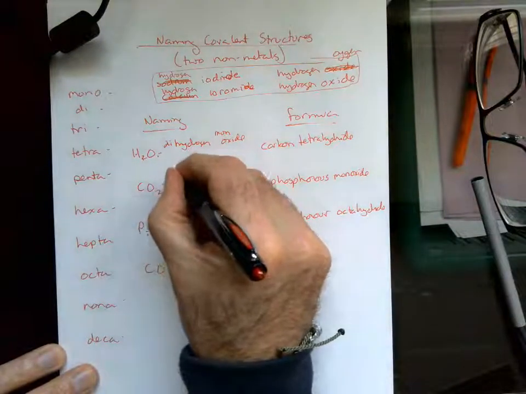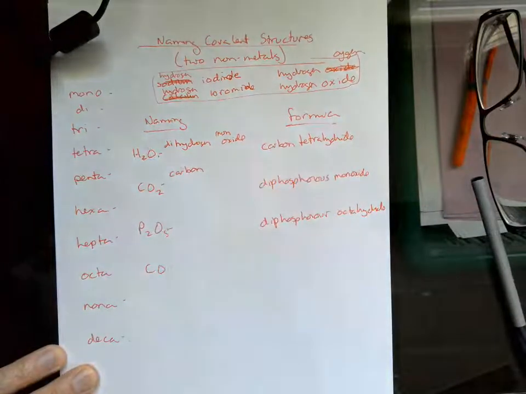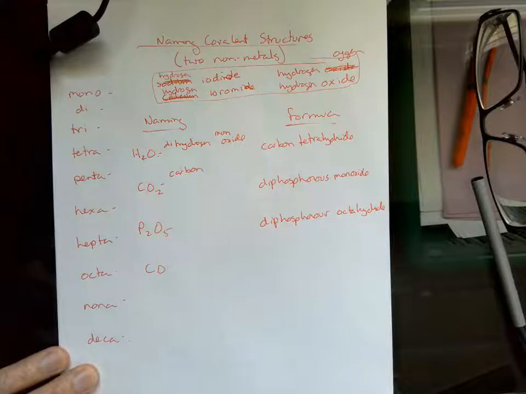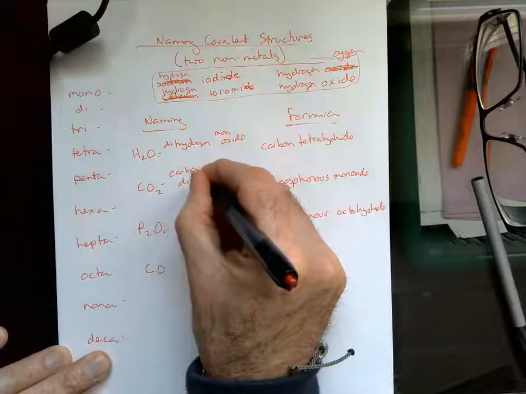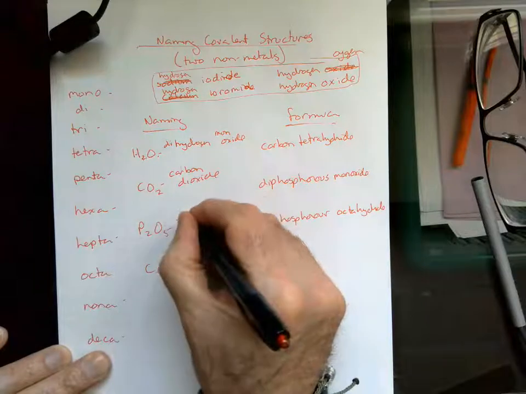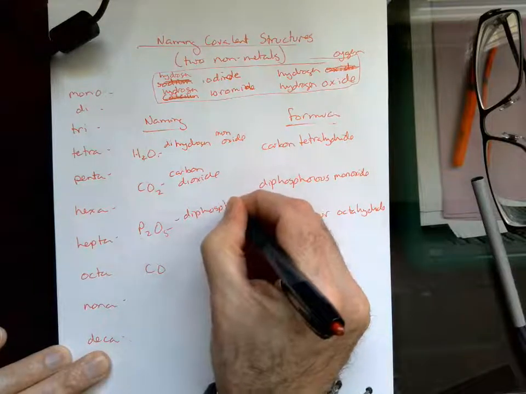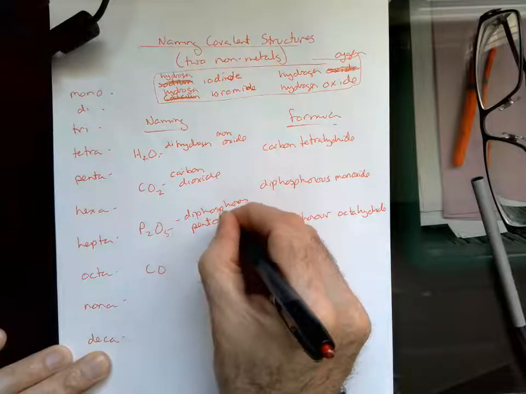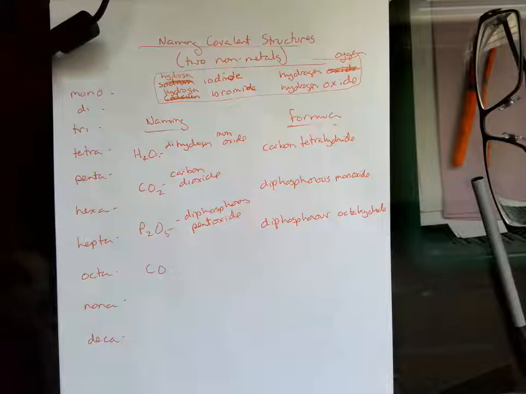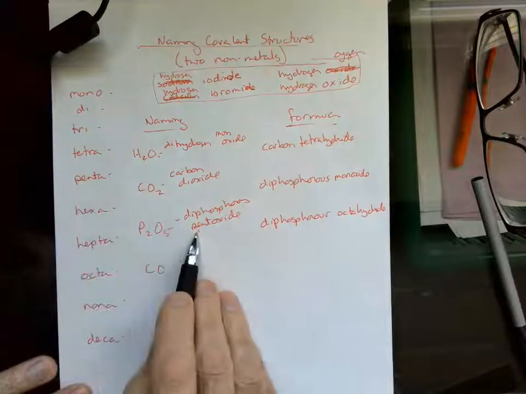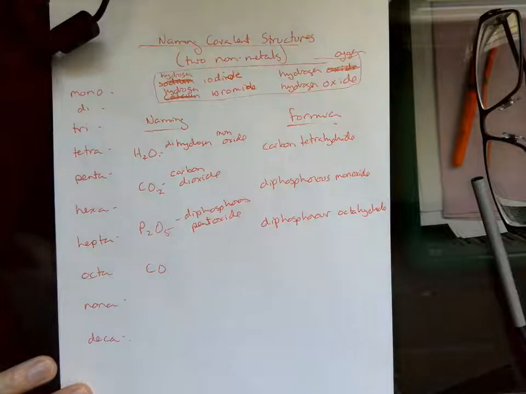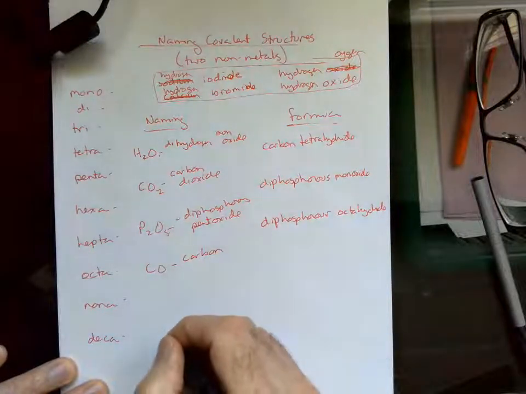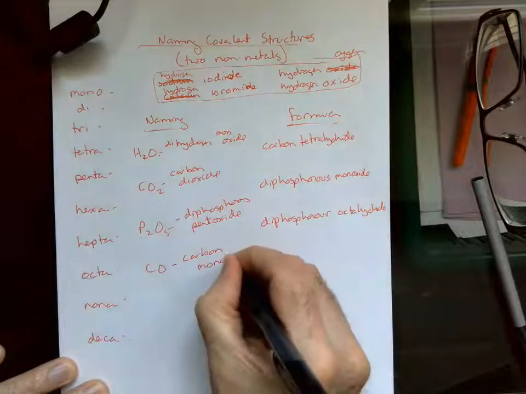CO2. If you only have one of the first element, you don't put the mono on the first one. So the only time you ever leave a prefix off is when you only have one of the first one. Carbon dioxide. 2 phosphorus, that's diphosphorus. Pentoxide. Sometimes it's hard to know when to leave things off, so it's pentaoxide, but often when there's two vowels together, you leave the first vowel off. Now, we leave the mono off the carbon because the first element, if there's one, we leave it off.